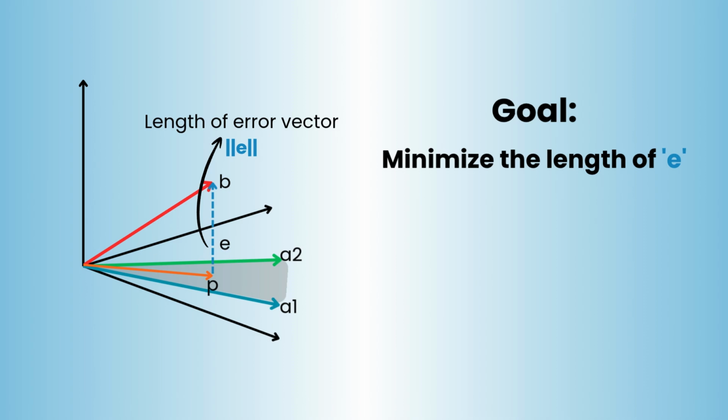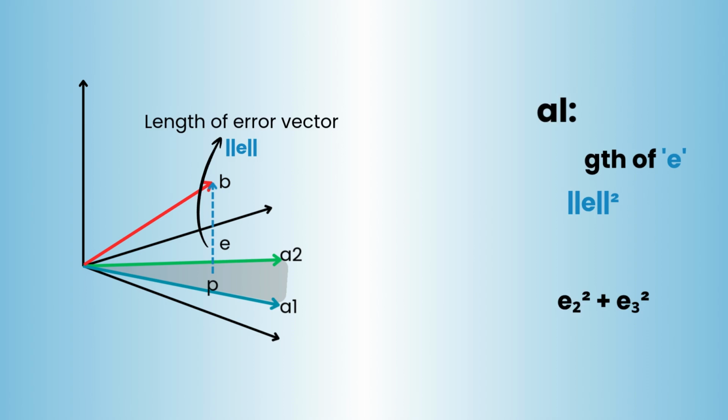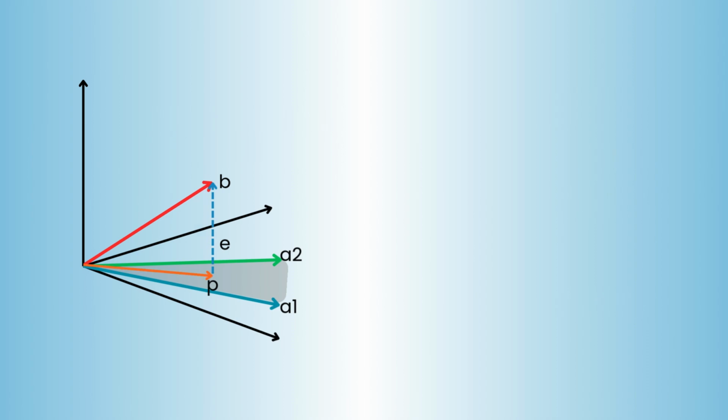And minimizing the length of the error vector e is the exact same thing as minimizing its squared length. The squared length is just the sum of the squares of its components. This is the sum of squares we are trying to minimize. This is why it's called the least squares method. So, how do we find this shortest possible error vector?